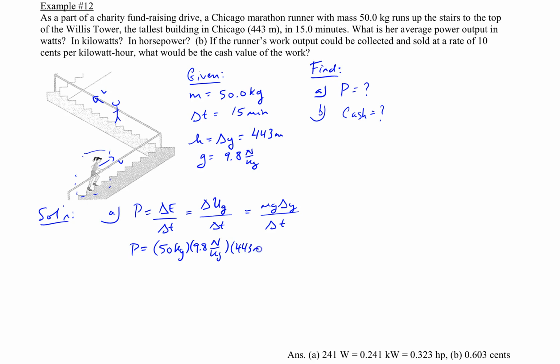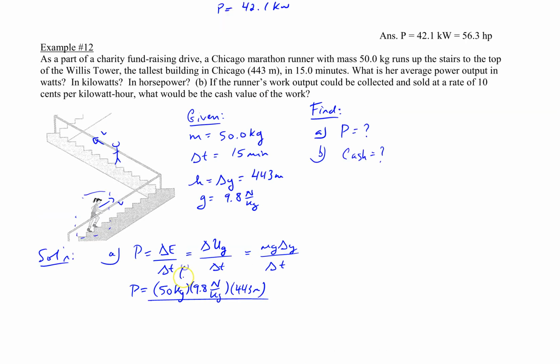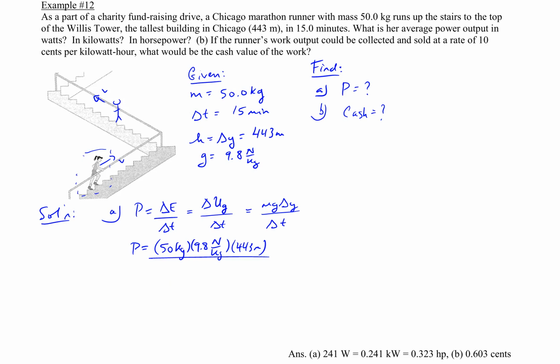443 meters. And then we're dividing by time. Oh, another little unit problem right here, right? This is in minutes. Remember, power is in joules per second. So we need to convert that 15 minutes into seconds. How many seconds are there in a minute? 60, right? 60 seconds in 1 minute. Minutes go on the bottom, so they cancel out. And we end up with 900 seconds, which we now can plug in over here.